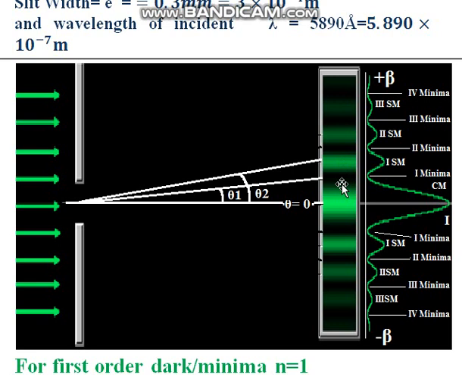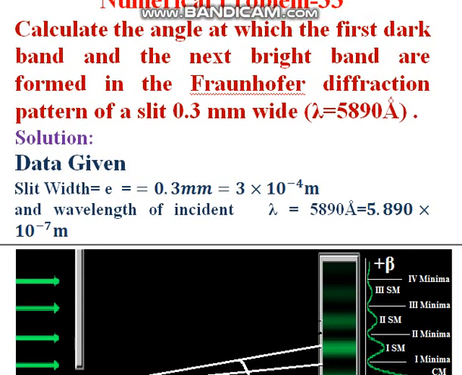The minima satisfy the equation e sin theta equals plus minus n lambda. However, the secondary maxima satisfy the equation e sin theta equals plus minus (2n plus 1) lambda upon 2. I hope this is the formula. Let's see the formula.